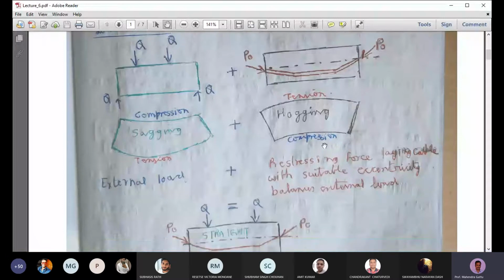Okay, so you are able to see this file, right? This slide. Yes, sir. Yes, sir. Okay, fine.